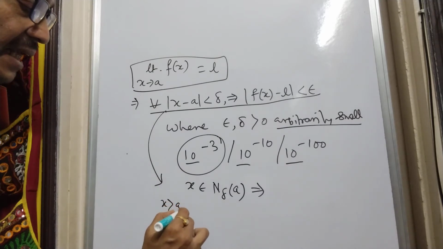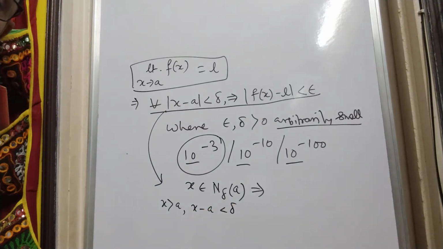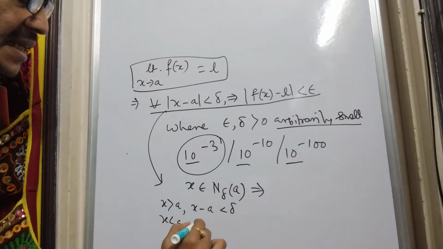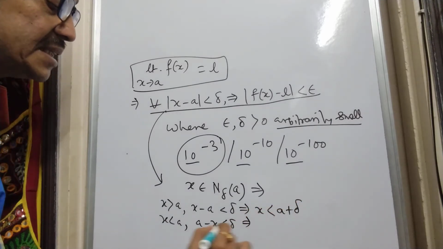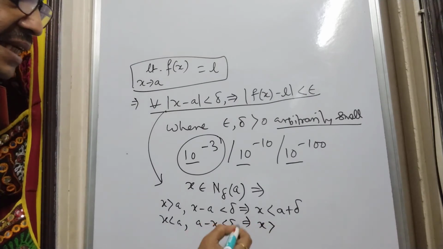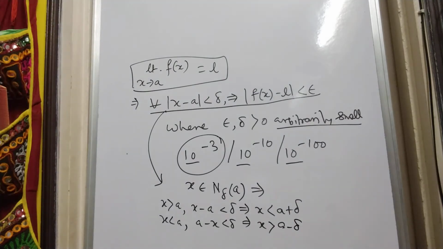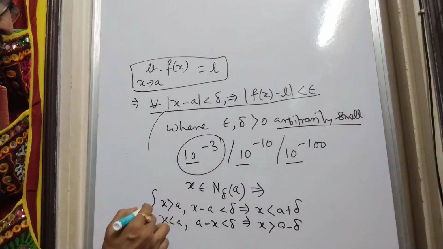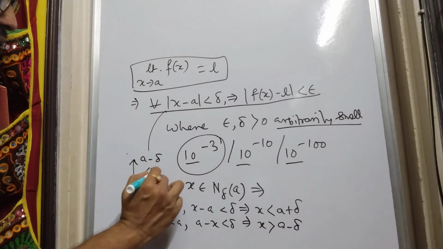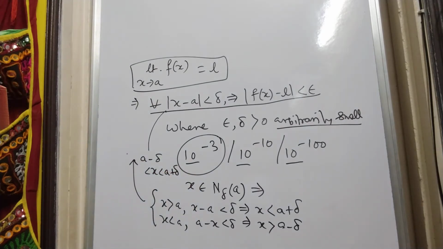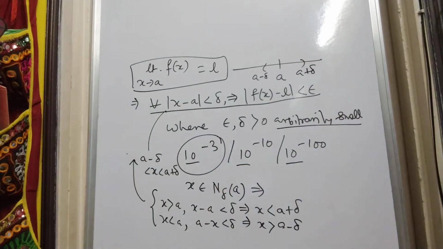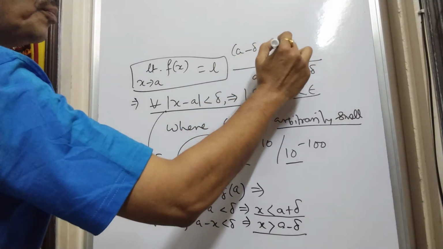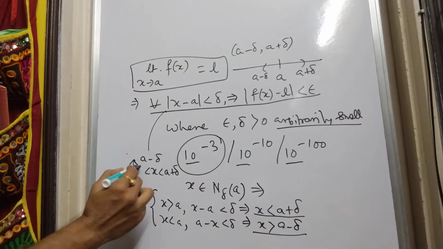We know that whenever x is greater than a, mod of x minus a is x minus a. And whenever x is less than a, we have mod of x minus a as a minus x, and that is less than delta. So this implies x is less than a plus delta, while this implies, we transpose x to this side and delta to this side, x is greater than a minus delta. So these two combined actually say that x lies between a minus delta and a plus delta. If we put on the real line a, this is a minus delta and this is a plus delta. Just note that we have strictly less than and strictly greater than. So this is the open interval, isn't it so? Open interval a minus delta, a plus delta, denoted by this inequality.